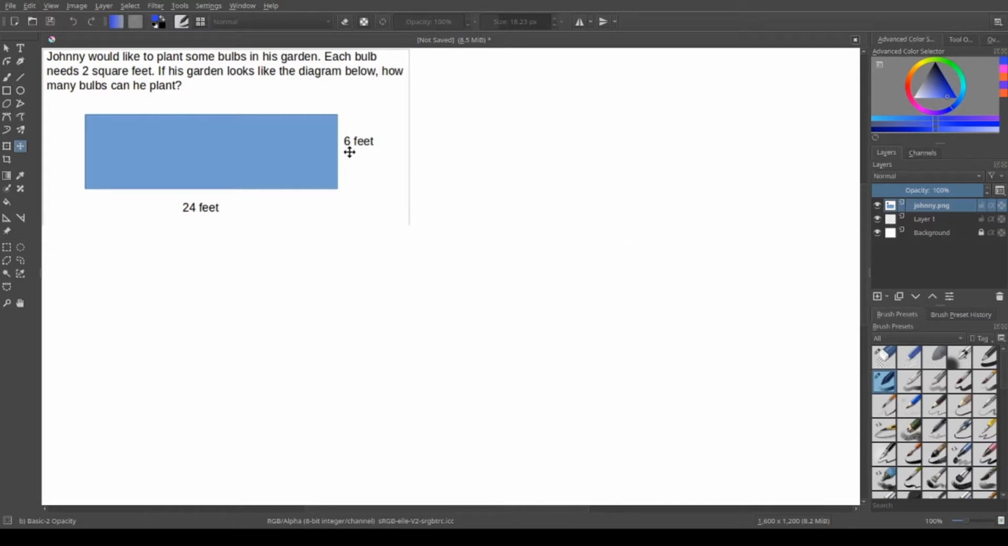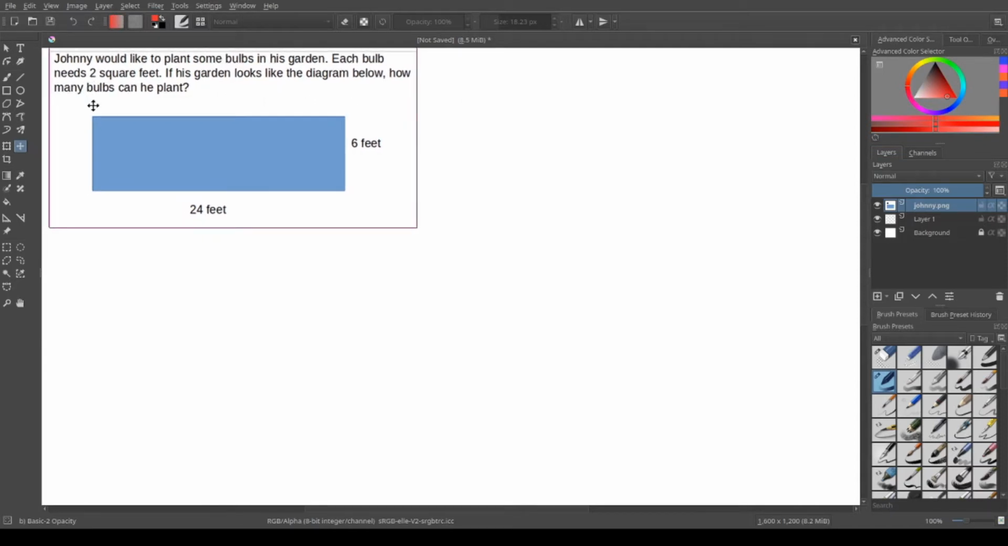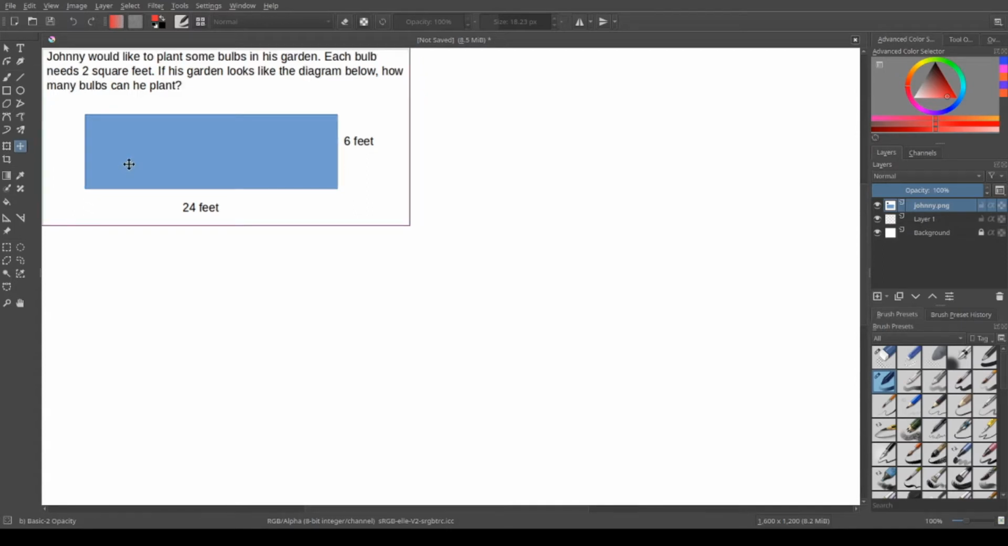For me, what stands out right now is the word 2. Let me make this smaller. 2 square feet. That's letting me know right there what I need to do to solve this. 2 square feet.